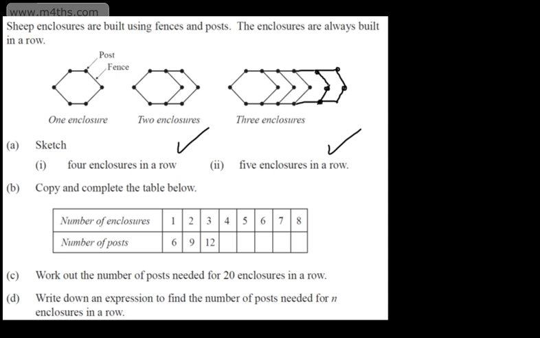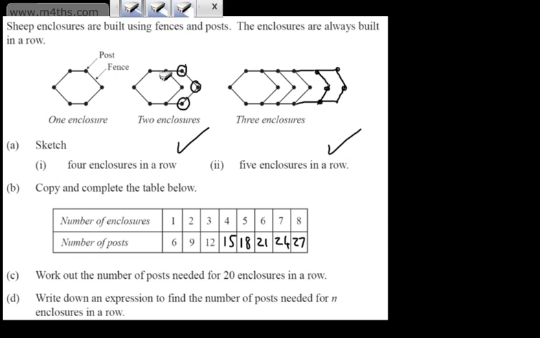Each time we're adding one of these enclosures, we can see that we're gaining 3 new posts. And that is clear by this value going up by the fixed amount of 3. So we can say 15, 18, 21, 24 and 27. So it's just going up by that fixed amount each time.